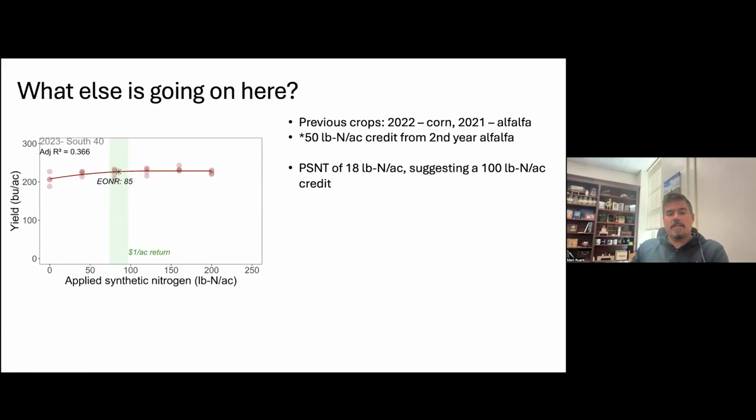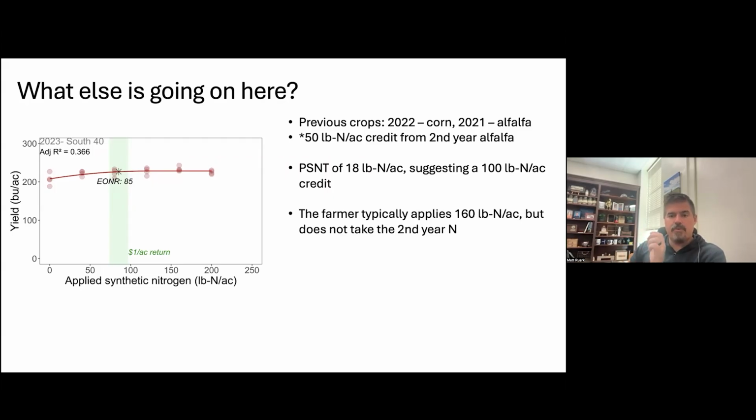This site also collected, because the nitrogen was applied at side dress, a pre-side dress nitrate test. Got a value of, sorry, that's not 18 pounds. That should be 18 parts per million. And that would suggest a 100-pound nitrogen credit.